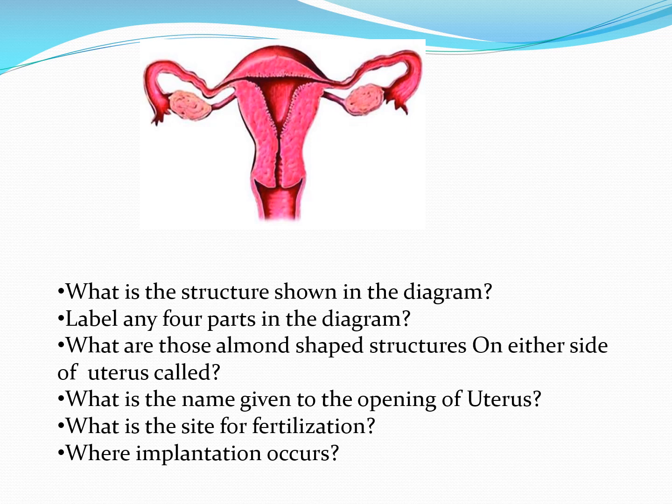Next question, what is the site for fertilization? Fallopian tube or oviduct is the site for fertilization. Last question, where does implantation occur? Implantation occurs in the uterus.